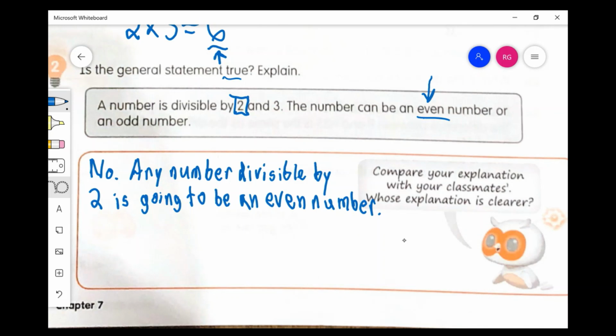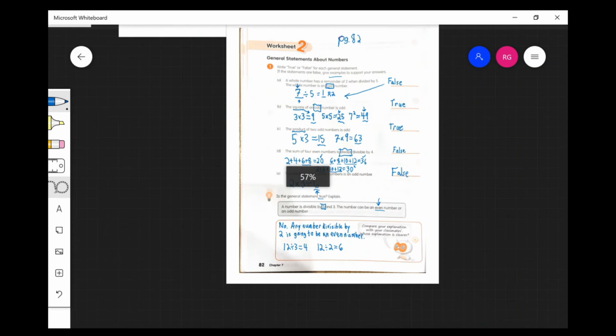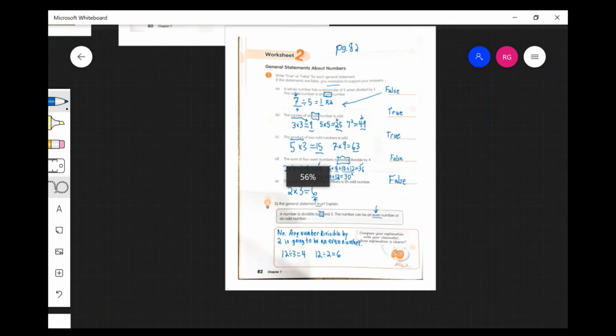And we could say, for example, 12 divided by 3 equals 4, and 12 divided by 2 equals 6. And we could do other examples, but we would always find that any number that is divisible by 2 is going to be even. So that does it for page 82. And there are all of your answers.